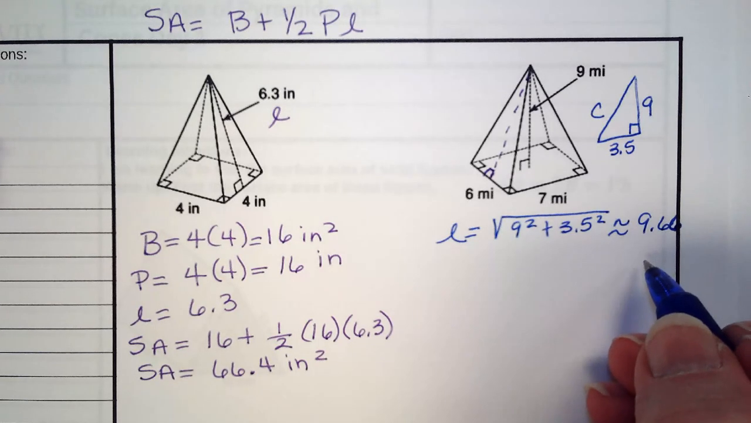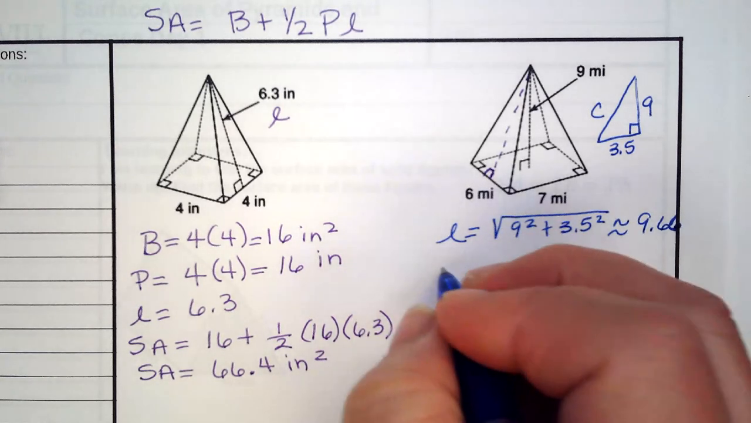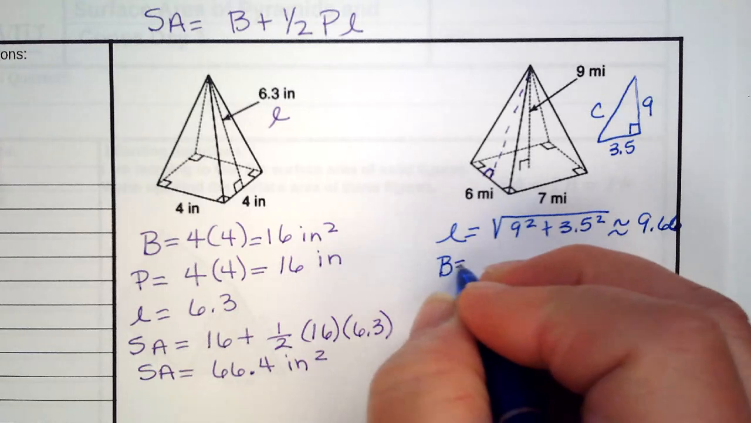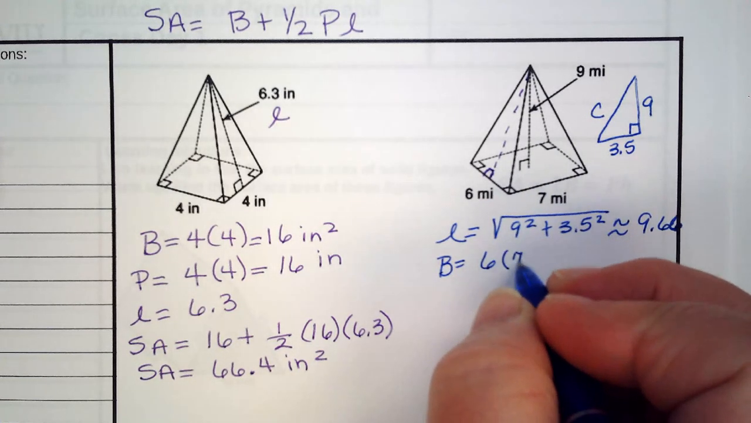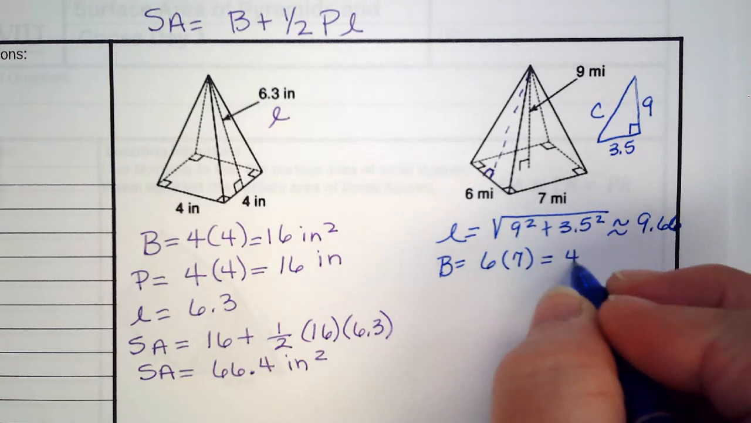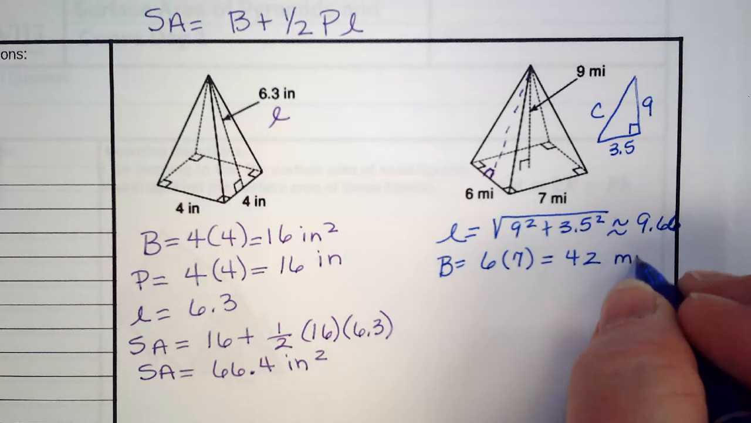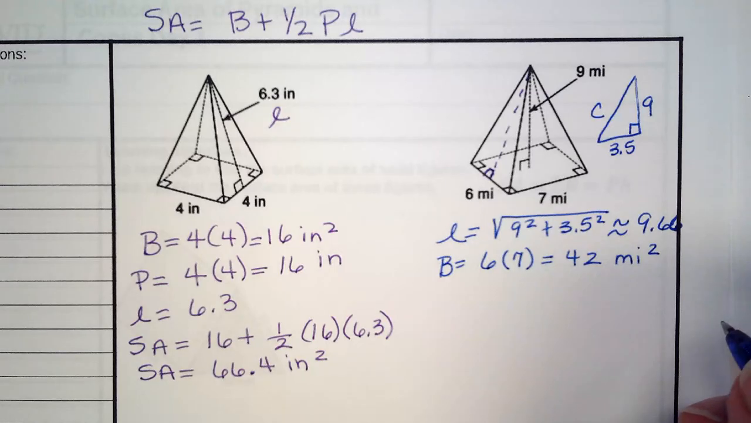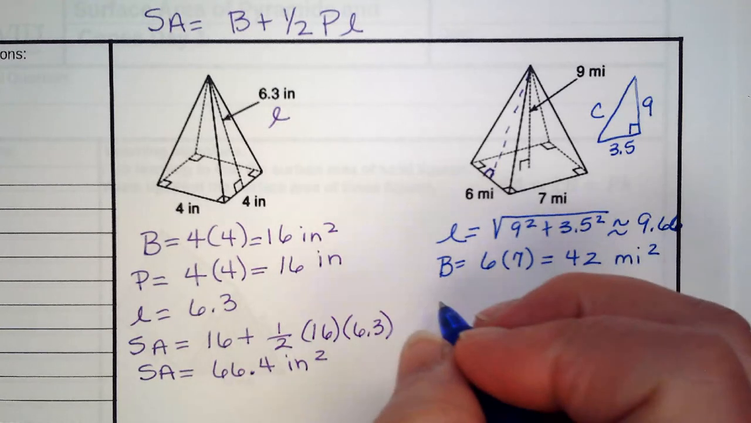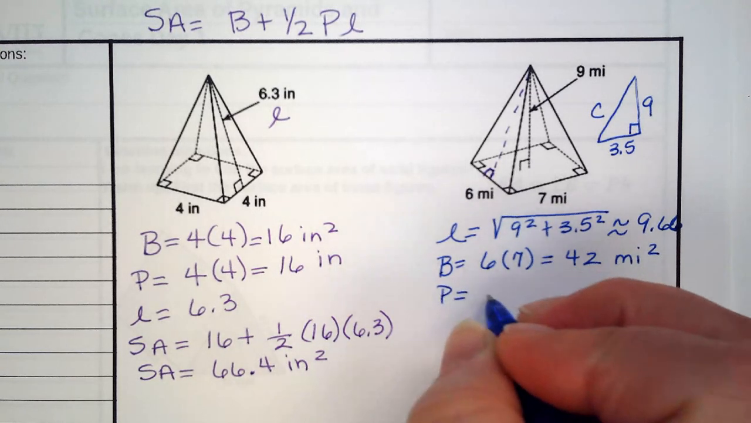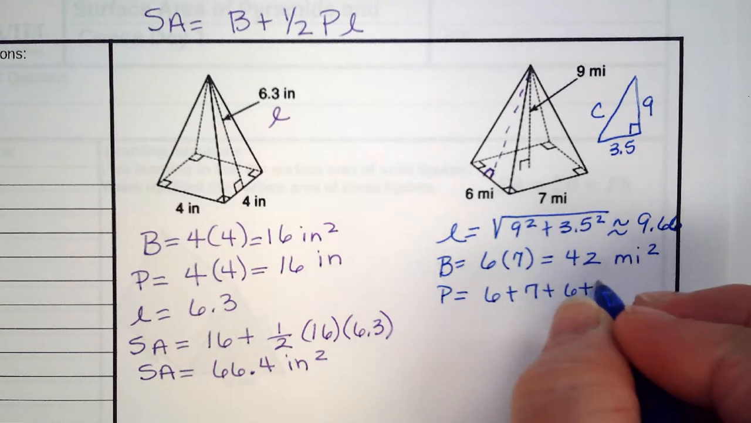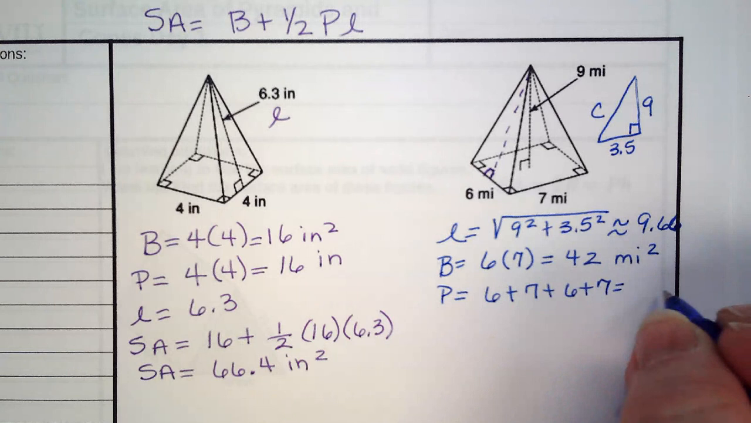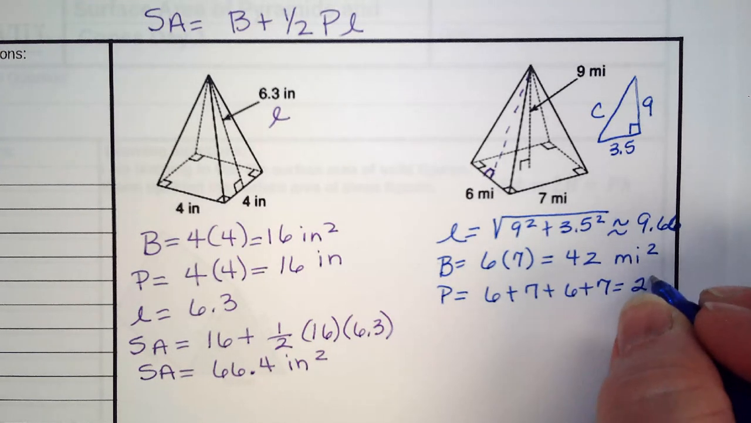Okay, so I've got my slant height. What is the area of my base? My base is a rectangle. 6 times 7, which is 42 miles squared. My perimeter, 6 plus 7 plus 6 plus 7. 13 plus 13 is 26 miles.